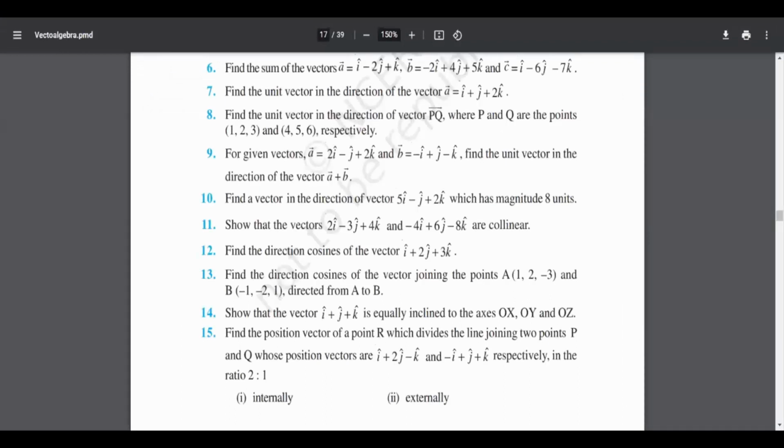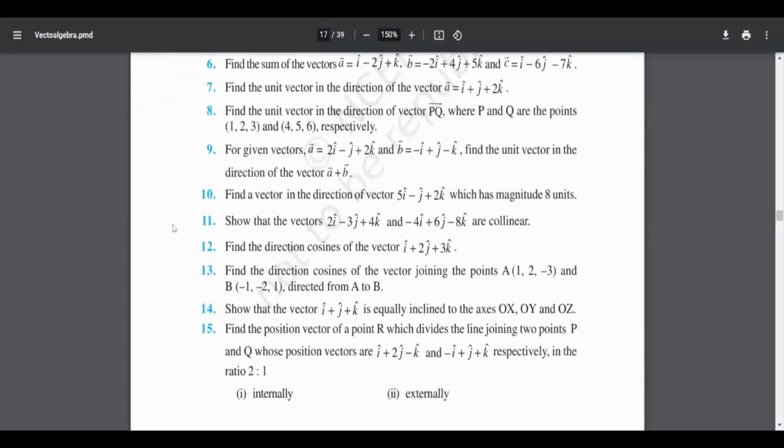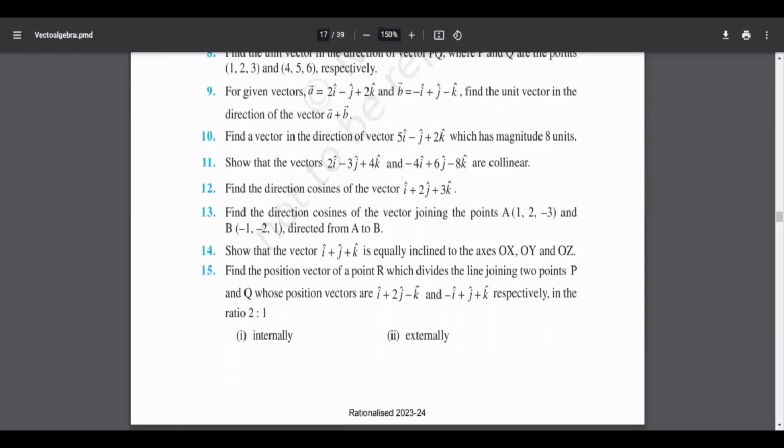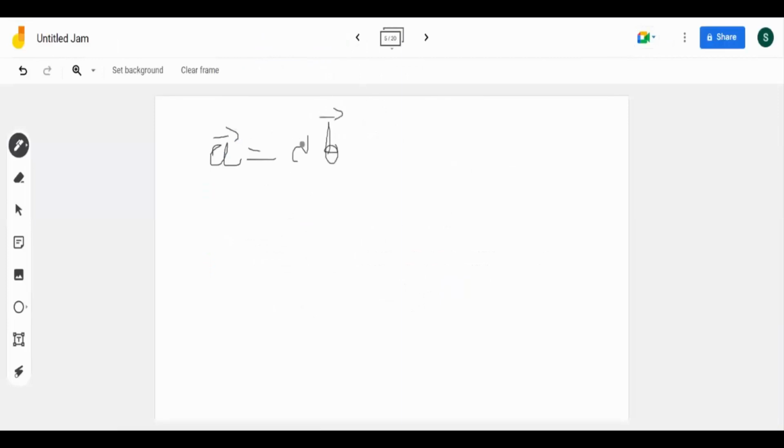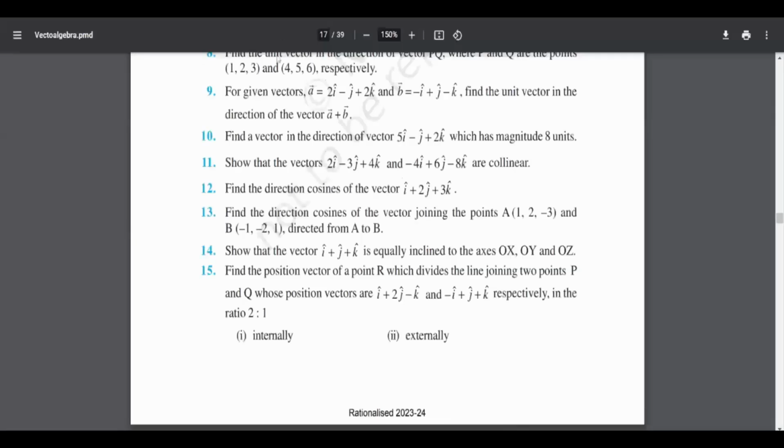So now we move on to question number 11. What does question number 11 say? Show that the vectors 2i minus 3j plus 4k and minus 4i plus 6j minus 8k are collinear. Okay, so what do we know about this? If lambda is a real number, we can say a and b are collinear vectors. This was the definition of collinear vectors.